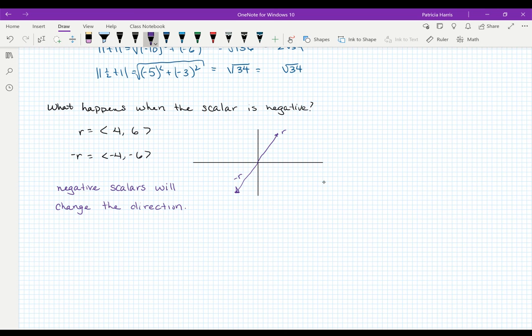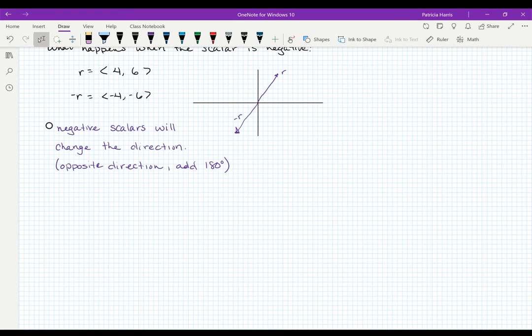Well, this looks like a change to the opposite direction, right? Or an add of 180 degrees. So that's what a scalar does. Okay, so let's summarize this for a bit. Typically we call scalars k.